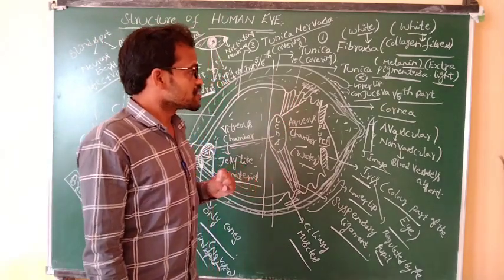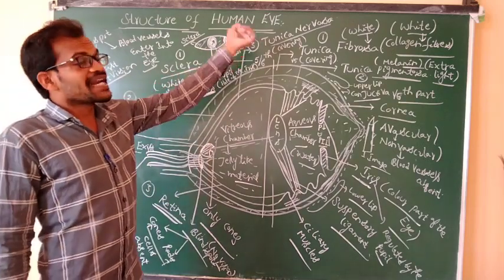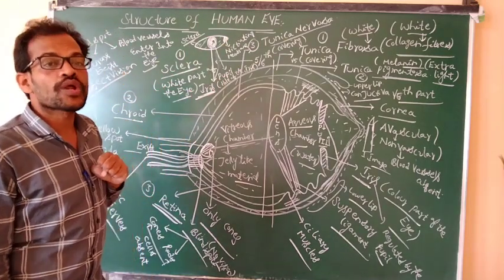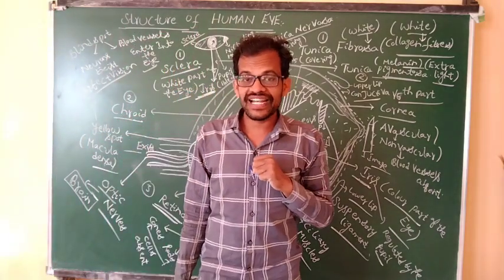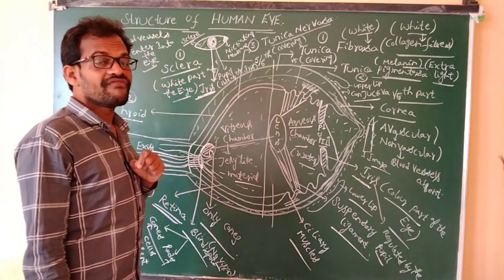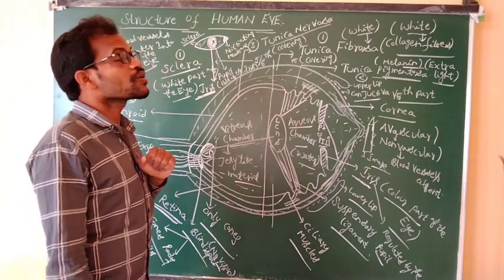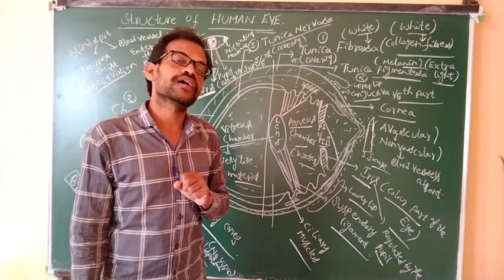Coming to the third part, it is known as the tunica nervosa. Nervosa means it consists of neurons, bipolar neurons. A bipolar neuron has one axon and one dendrite, present in the eyes as well as the olfactory nose. The tunica nervosa consists of two important cells: rod cells and cone cells.